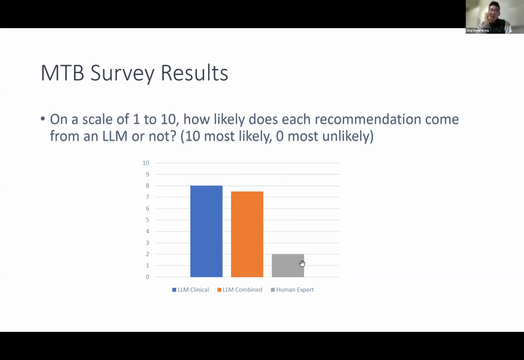The annotations generated by the humans only had a score of 2, which said, okay, this is highly unlikely to come from a machine. So they were quite good at identifying that.